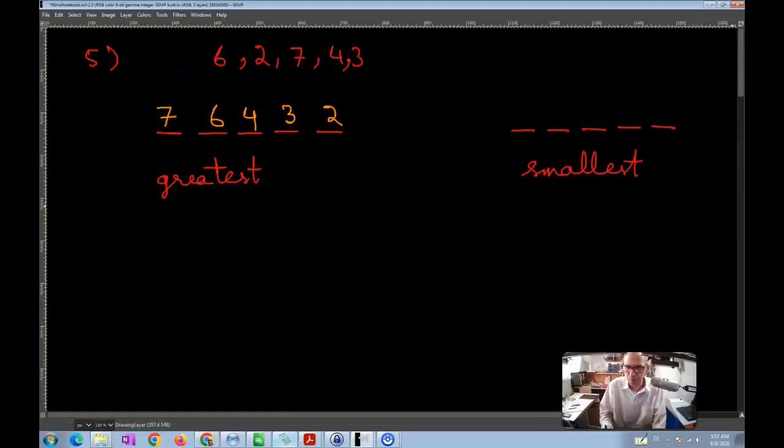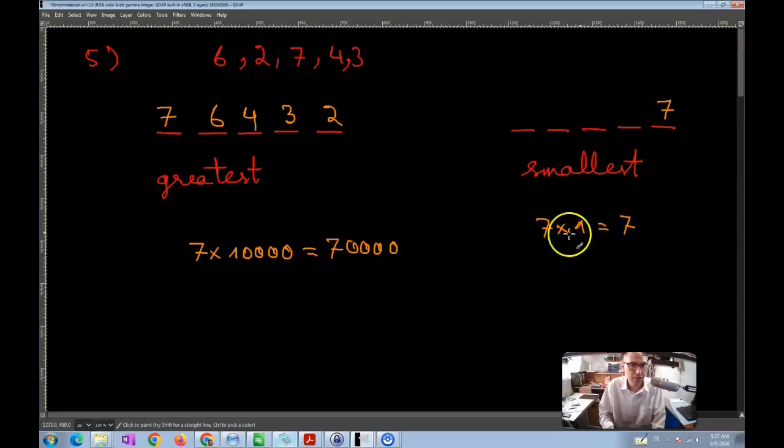For the smallest number, you take the largest digit that you have and put it in the smallest place value, meaning the 7 comes in the ones place value this time. And you can see the difference: a 7 in the 10,000s place value would be a 7 times 10,000, which is 70,000. But a 7 over here in the ones place value is just a 7.